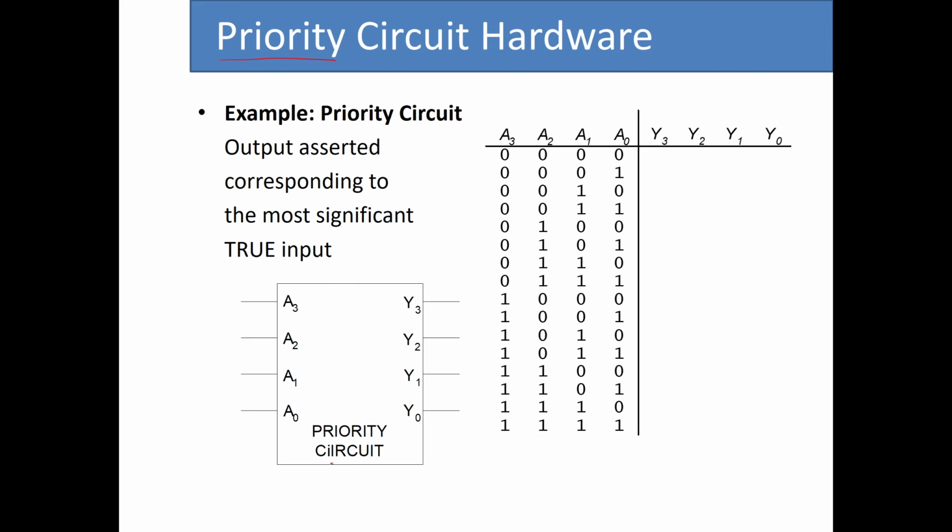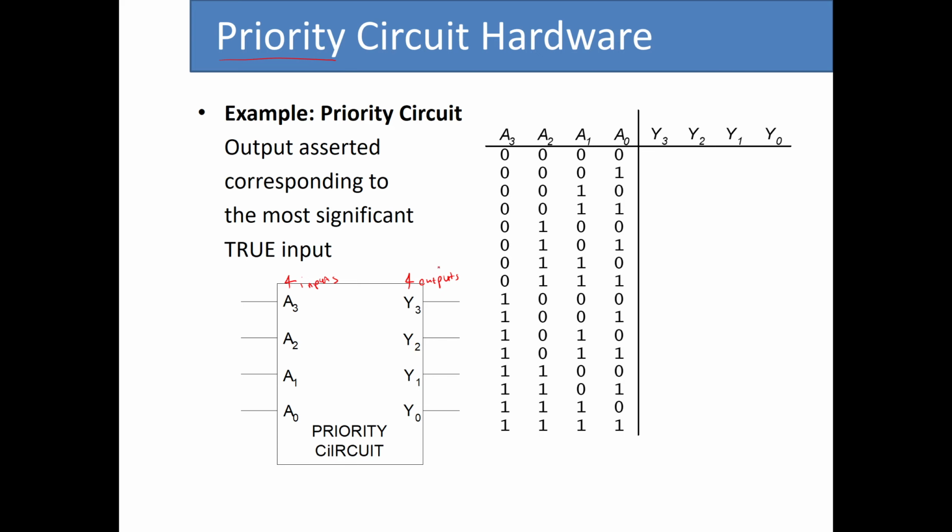So here is an example of a priority circuit. We have a set of inputs. Here we have 4 inputs and 4 outputs. The inputs are listed as A3, A2, A1 and A0, and the outputs are Y3, Y2, Y1 and Y0.